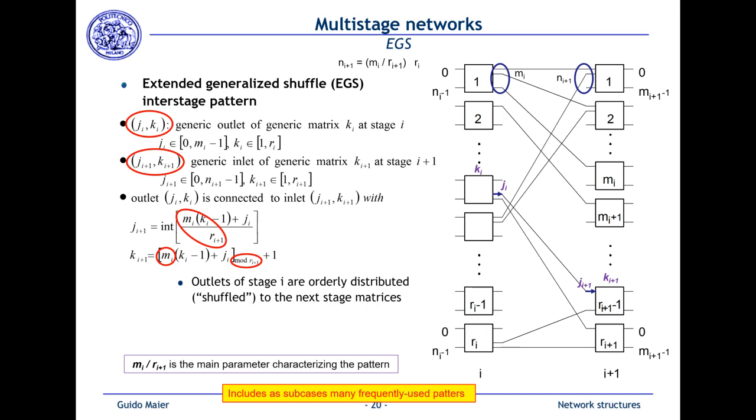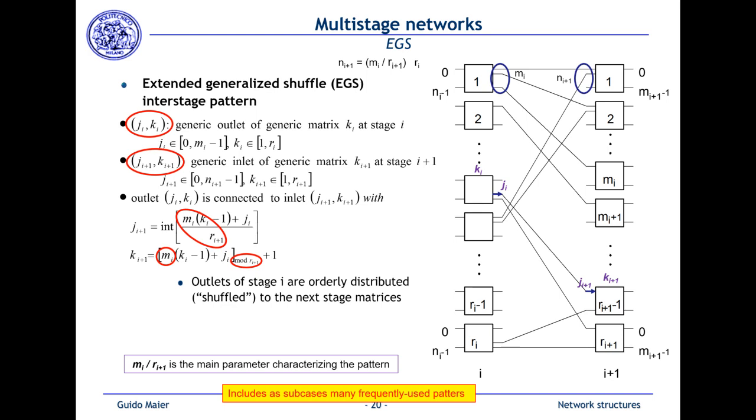These two expressions provide the specific coordinate of the outlet that is connected in stage i plus 1, that is connected to a specific inlet of stage... sorry, the specific inlet of stage i plus 1 connected to the outlet of stage i. So if you take the outlet of stage i, this is given by t sub i and j sub i that we find here in the argument of these two expressions. Then, by these two expressions, you know what is the inlet of the next stage that is connected to that outlet.